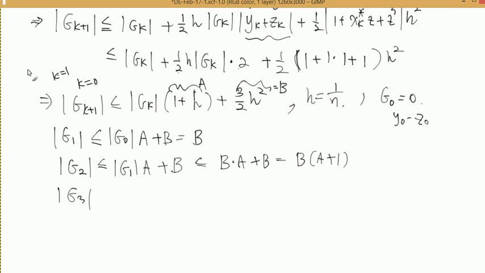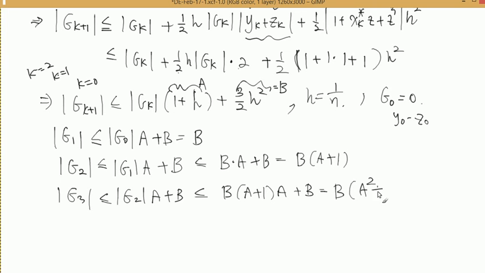G3, and k equals 2 there. If you plug in 2, you have G3. So that's G2, 1 less, and A plus B, right? But what is this G2 less than? It is this quantity. So there's a B and A plus 1 and plus B there. There was A out there. B is all common. B factored out. What are you left with? A squared plus A plus 1, I think.